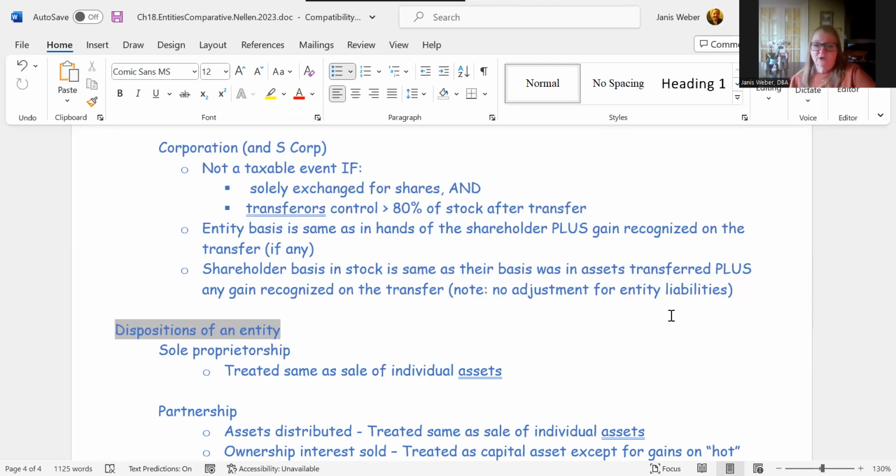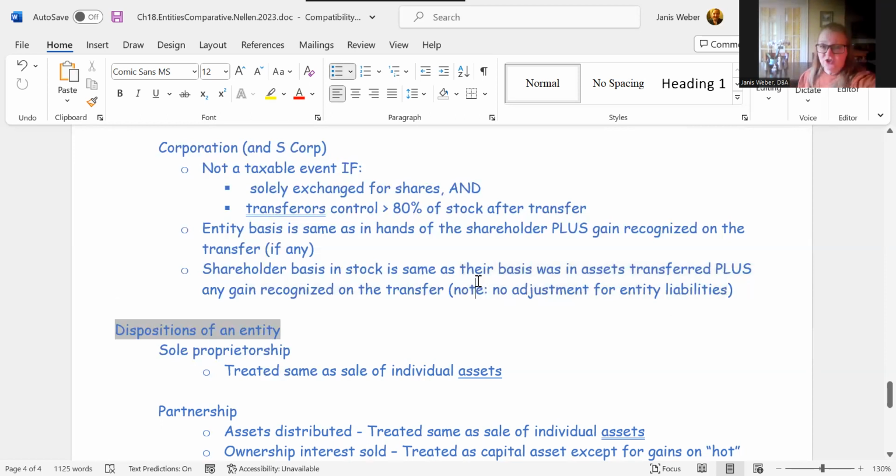There's no adjustment here for entity liabilities because this is a corporation or an S corporation. From the standpoint of entity liabilities, it does not work the way partnerships do. That's something to make sure you note.